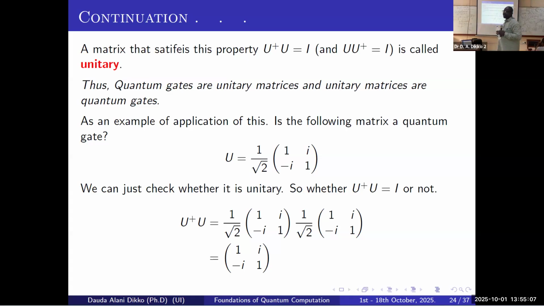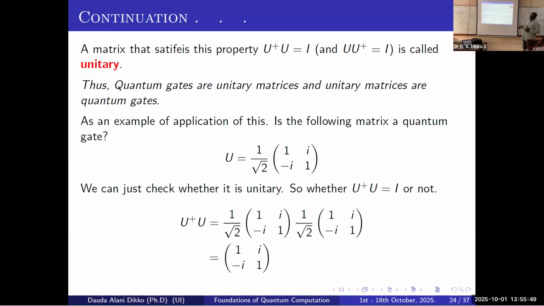If you take a matrix, multiply it with its adjoint, and it gives you identity, in matrices, particularly, we call it invertible. That's our inverse. But this generally is for all operators. So if this holds, then you say it is unitary. Thus, quantum gates are unitary matrices, and unitary matrices are quantum gates. So as an example of application, we pick a particular one, then you see that this unitary matrix is complex.